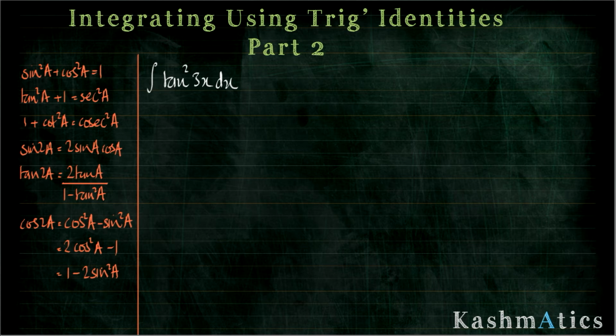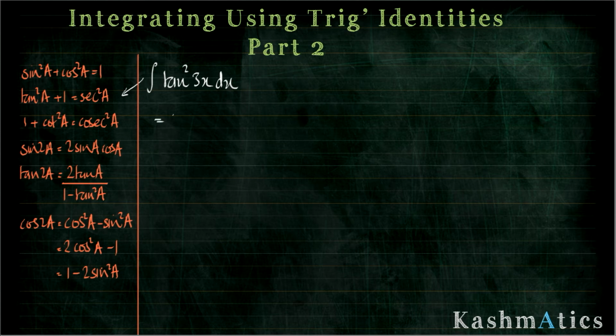Okay, the next example. So here we've got tan squared 3x. Now, at first glance, you might think, well, tan squared is quite straightforward, but tan squared isn't in the integration list. There's nothing we can differentiate easily to get us tan squared. So what we've got to look at is some other way of getting it. And what we can do is use this identity here, because tan squared plus 1 is sec squared, which means tan squared is sec squared minus 1.